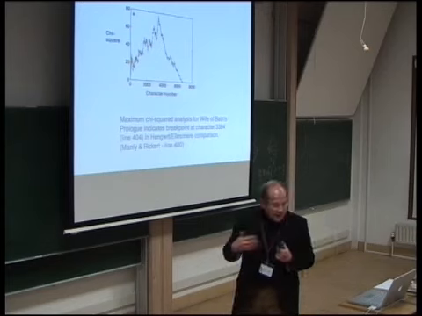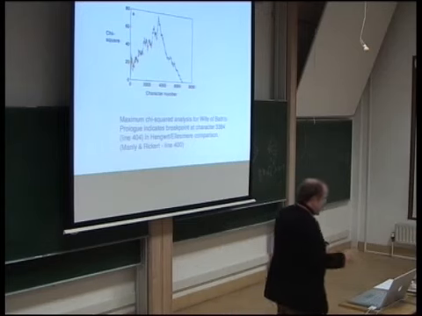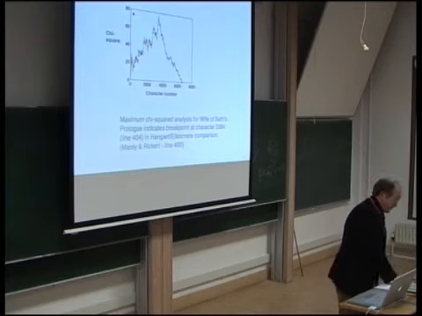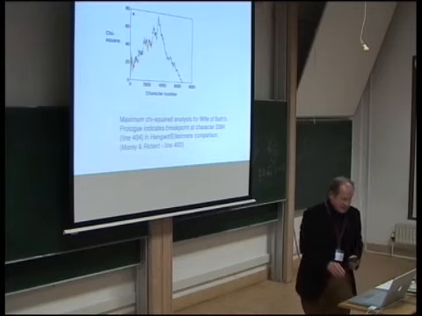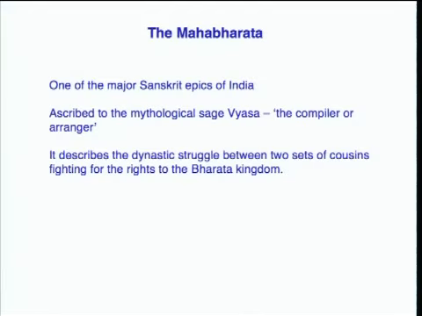We've been applying this kind of approach to a series of other texts, and we don't have time for me to go through all the texts that we've looked at. I'll just tell you a little bit about one other set of texts that we've looked at quite recently. This is a poem called the Mahabharata, which is a major Sanskrit text coming from India, ascribed to a mythological sage who was known as the compiler or the arranger.